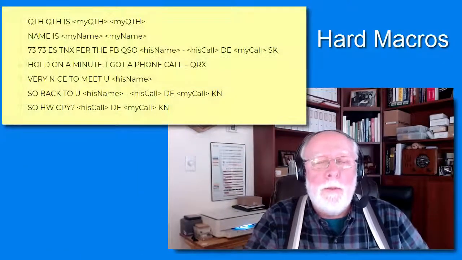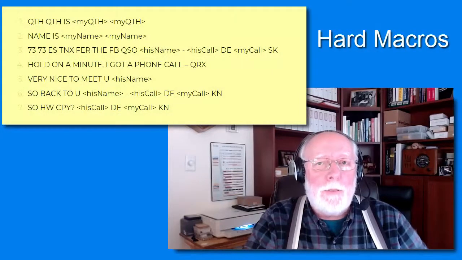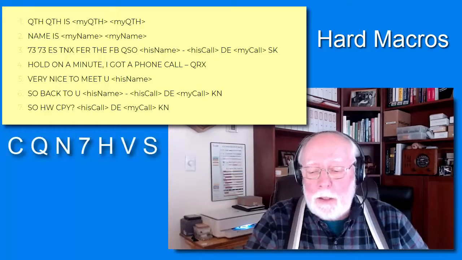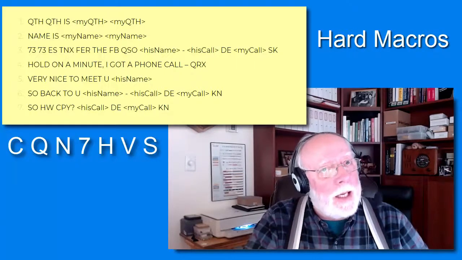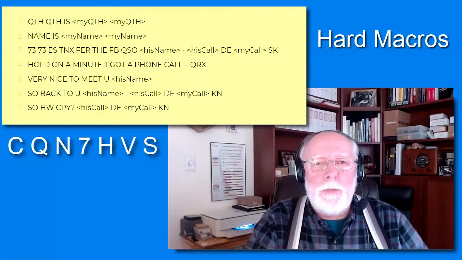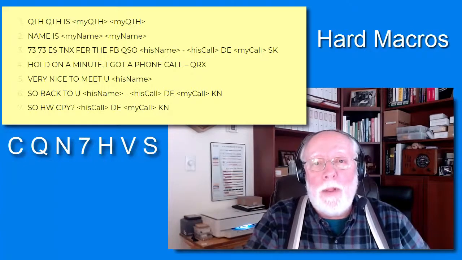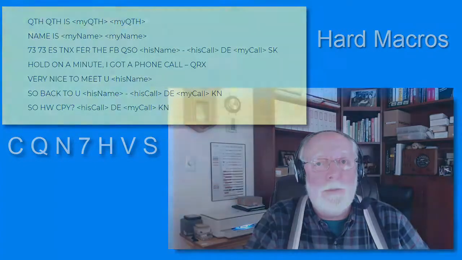You'll recall in the last video we talked about hard macros. You'll see them here. When we want to send a macro, we queue it up with a couple beeps on the function key, and then we send the first letter of the macro. The first letter of these macros are all C, Q, N, 7, H, V as in Victor, and S. When we want to set up soft macros, these are ones that we create and write ourselves. We cannot start a soft macro with any of those letters.